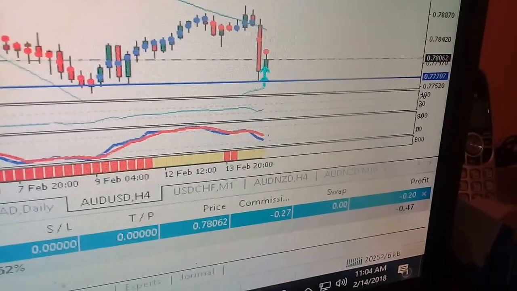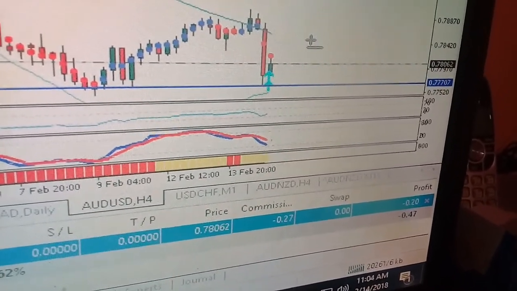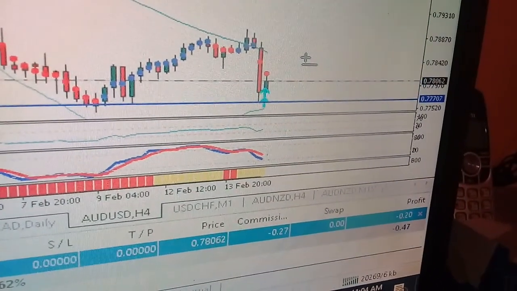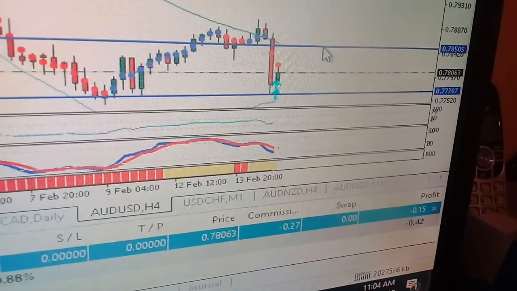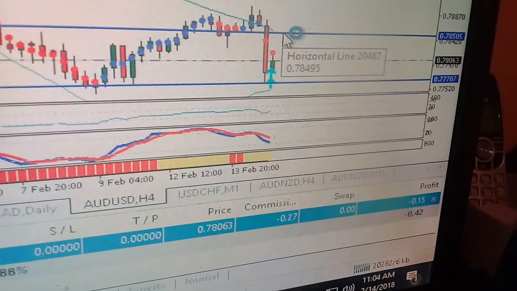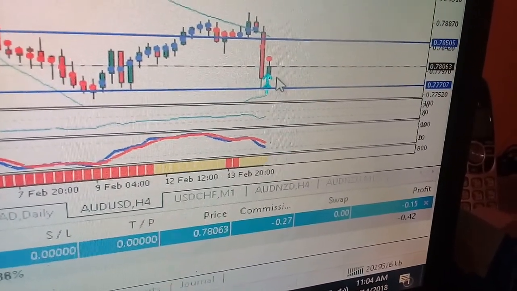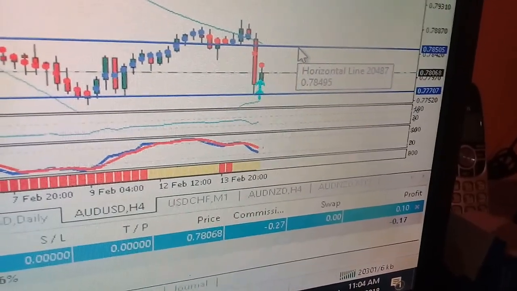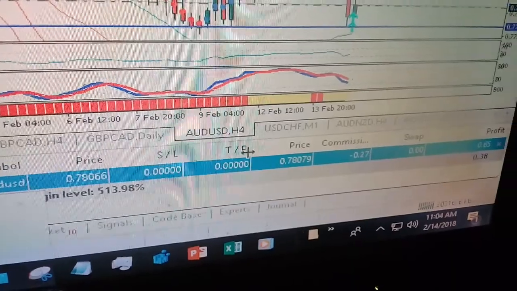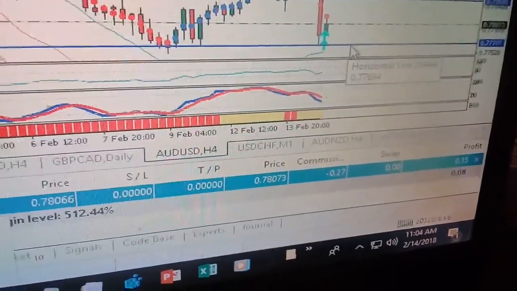I'm going to put a next line here. I can anticipate, based on information and data, that the Australian dollar could reach as far as up here, or strengthen up to here, before it makes a fall again. So this blue line here could be my TP, known as take profit, right?